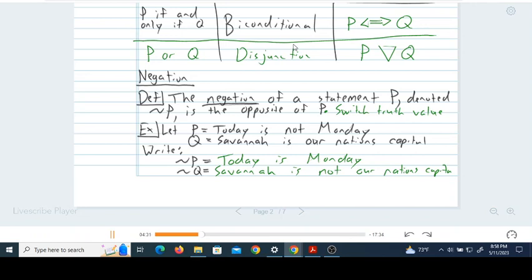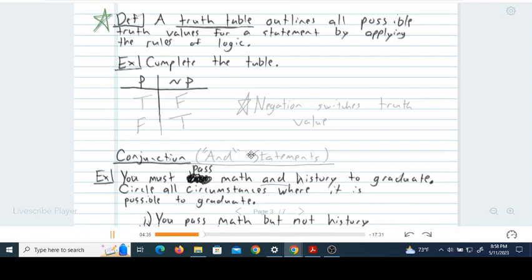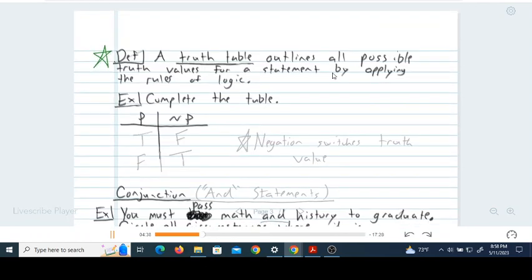So let's go ahead and introduce what we call truth tables. We'll be doing a lot of work with these truth tables. A truth table outlines all possible truth values for a statement by applying the rules of logic. So let's complete this first truth table here. So if we have a single statement, there's only two possibilities. The statement is either true or it's false. Those are the only possibilities.